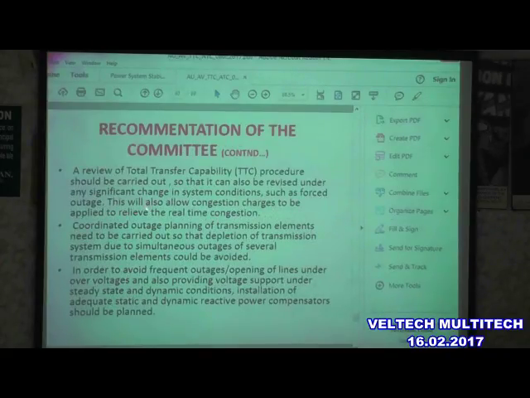So now what happened? A review on the total transfer capability. What is the total transfer capability? It has to be procedurized, which was failing. That should be carried out so that you can do any revision and any significant change in the system condition, so that you can prevent the forced outages. This will allow congestion charges to be applied during the real-time congestion.